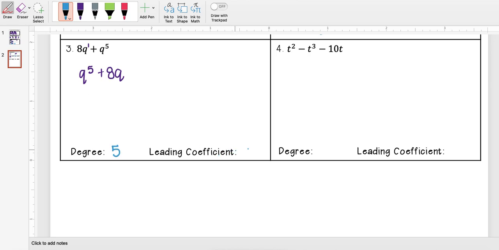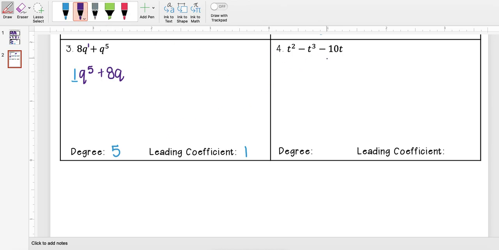And now, this is a little bit tricky. What's my leading coefficient? There is not a number right here. Well, if you recall, anytime there's not a number in front of a variable, there's really a 1 right there. We just never write it because 1 times q to the 5th is just q to the 5th. So this leading coefficient here is 1. It's tempting to put 0 because there's nothing there, but remember, whenever there's not a number in front of a variable, there's always a 1 there.